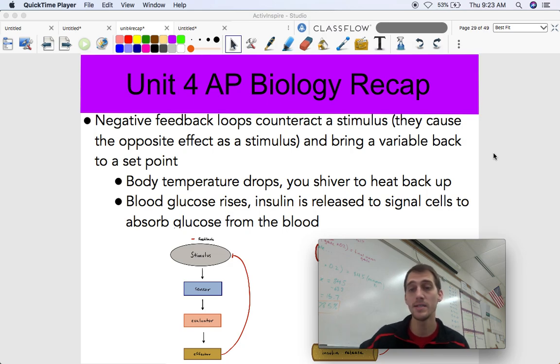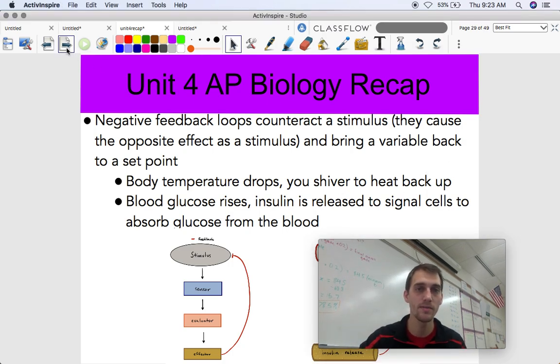If your blood glucose rises, I go drink a bunch of Mountain Dew, insulin is released to signal cells to absorb glucose from the blood. It's doing the opposite, all right? It's counteracting that change. And here's the parts of a negative feedback loop.